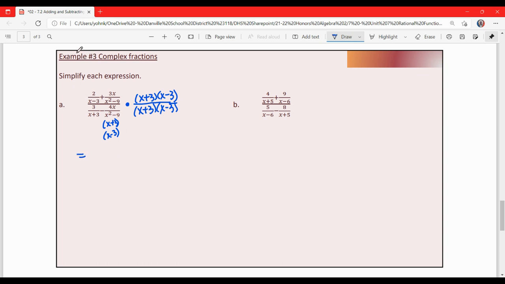Now, what I'm going to do is take the top half and multiply it by the top half over here. So if I multiply 2 over x minus 3 by x plus 3 times x minus 3, the 2 is going to be there, but the x minus 3's are going to cancel, and I'm left with an x plus 3. Then I have a plus 3x, and x squared minus 9 is going to take away all of x plus 3 times x minus 3, so I'm only left with a 3x. So I don't have to put anything else after it.